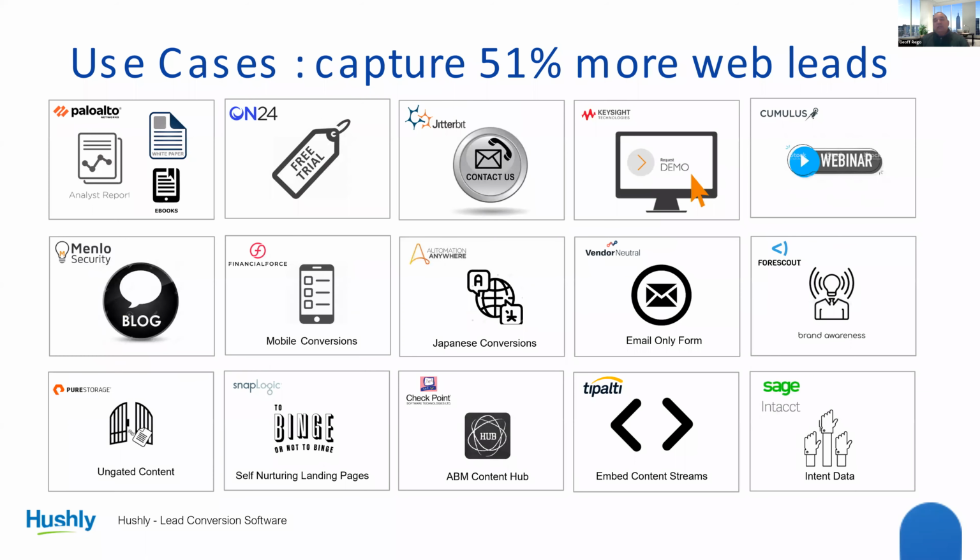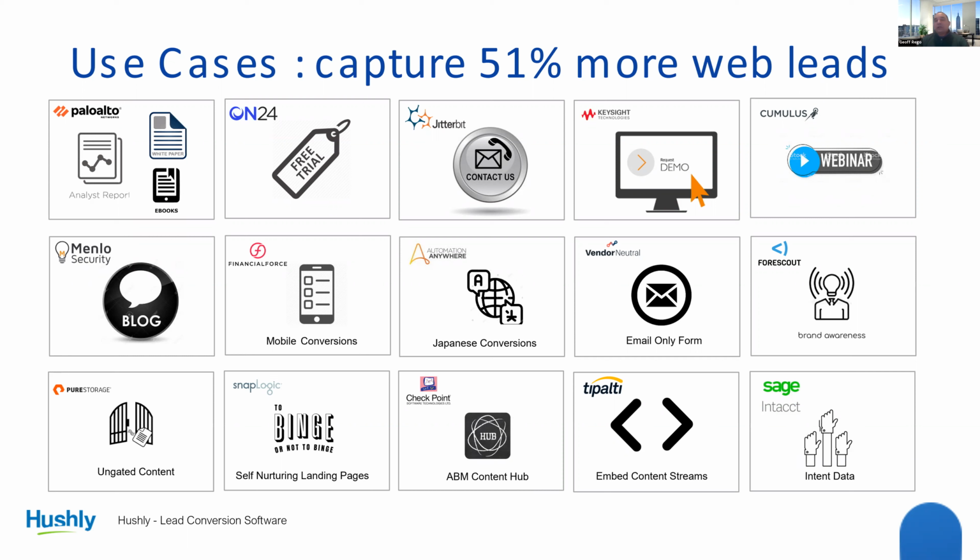So we as B2B marketers, we tend to drive prospects who are looking to engage with our product or services to landing pages. For the most part, we have some sort of gated content like analyst reports or ebooks or white papers and try to get users to opt in. We'll show you use cases where you can get at least 50% more leads from the existing traffic on these landing pages. If you have use cases where you're driving traffic to free trial offers, customers are using Hushly to increase conversions on free trial offers.